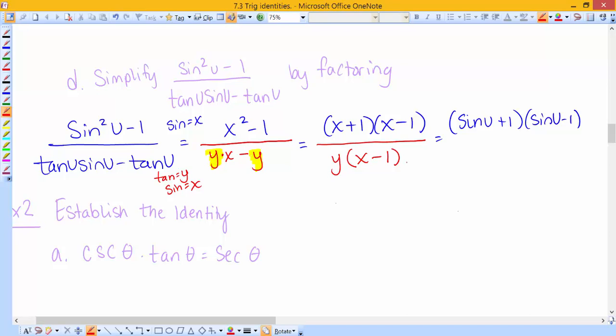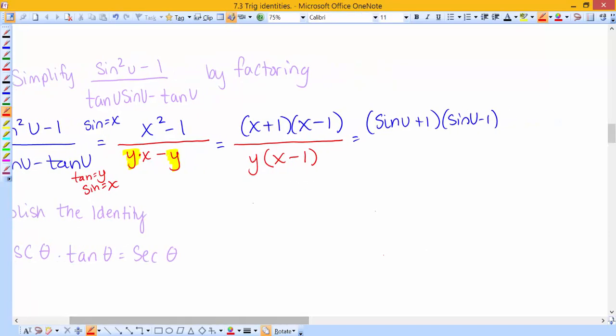Are we okay with that? I hope. You're dividing by y, essentially. And if you're not sure, you can distribute back and make sure you get y times x minus y. And I do. So now I'm going to put my trig functions back. y was tangent, so I'm looking back here. This is going to be tangent times x was sine, so sine of u, and then it was minus 1.